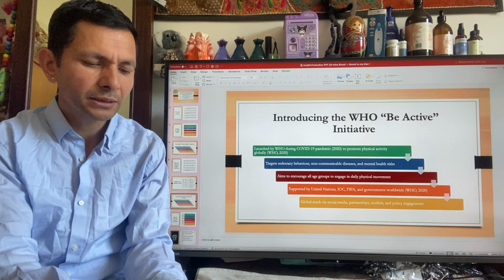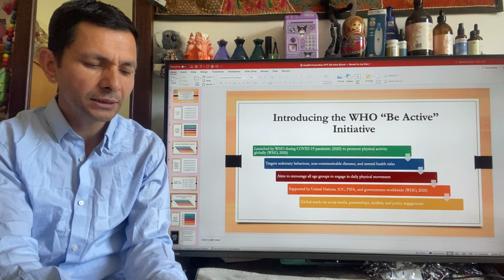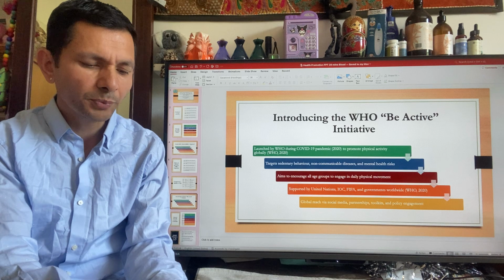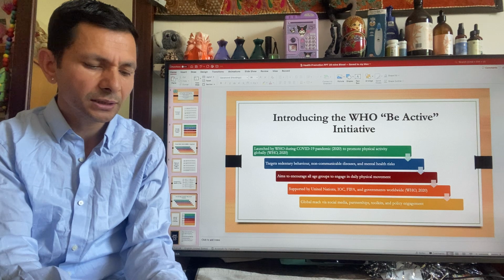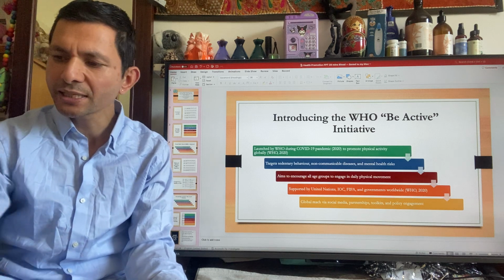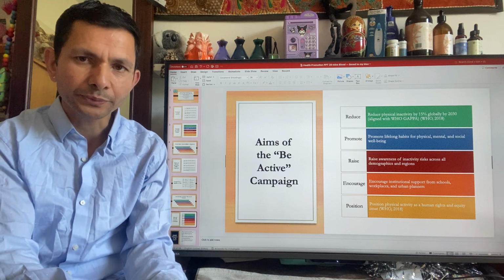Its message is simple but powerful. Everyone, regardless of age or ability, should engage in regular daily movement, backed by global partners like the United Nations, FIFA, and the International Olympic Committee. Be Active has expanded across countries through social media outreach, toolkits, partnerships, and policy advocacy. You can see it in the figure as well. And I'm going to another one. Aim of the Be Active campaign.